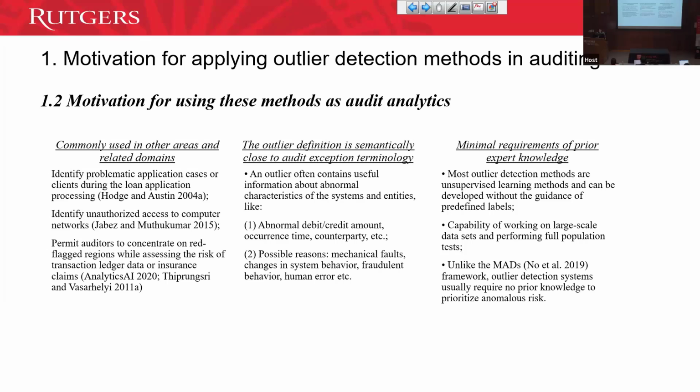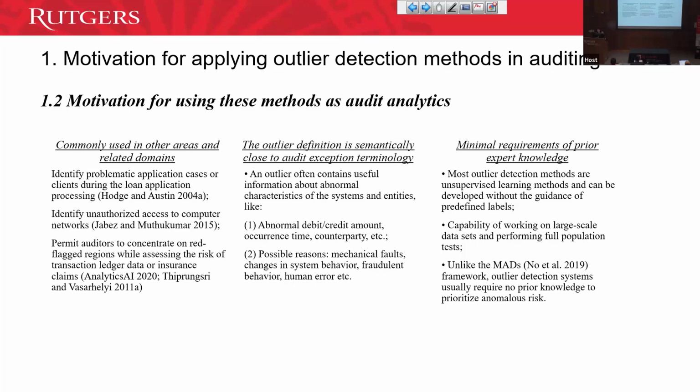And secondly, we also realize that according to the classic outlier definition we just discussed in the previous slide, the outlier definition is thematically close to audit exception conceptually. Well, in the audit exception, basically they may contain some suspicious features such as abnormal debit or credit amount, suspicious occurrence time, and counterparties. Those kinds of features make suspicious transactions a little bit different from normal ones. And this is the second motivation why we can use outlier detection methods as audit analytics.